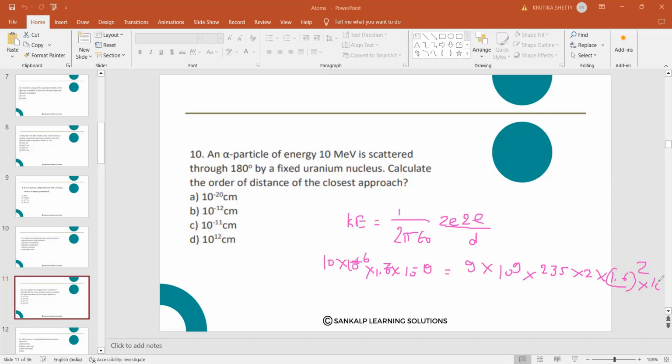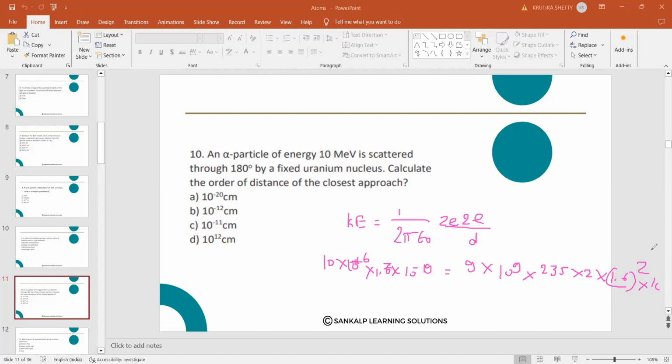Is it clear, students, what we are doing here? The distance of closest approach is nothing but the d value in this formula. Kinetic energy is equal to 1 upon 2 pi epsilon naught, Ze into 2e upon d. The energy is given as 10 mega electron volt, which can be written as 10 into 10 raised to plus 6 electron volt, and in joules 1.6 into 10 raised to minus 19 is needed. Substitute the remaining values.